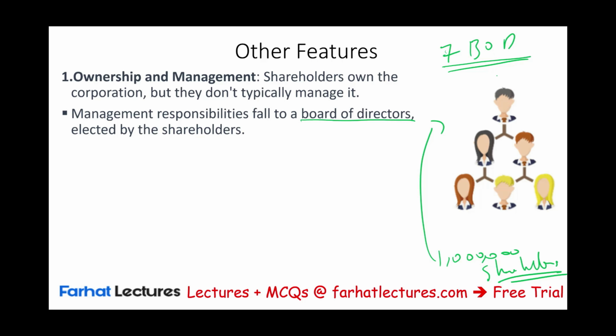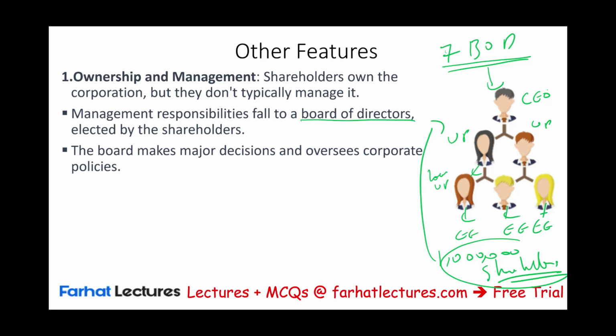Then those 7 board of directors will appoint a CEO to run the company, and the CEO would appoint VPs. The VPs would appoint lower level VPs or lower level management, and these individuals will hire employees, and the employees would run the company on behalf of the shareholders. So the shareholders don't run the company. The board of directors, those 7 or 5 or whatever individuals, make the major decisions and oversee the corporate policies.